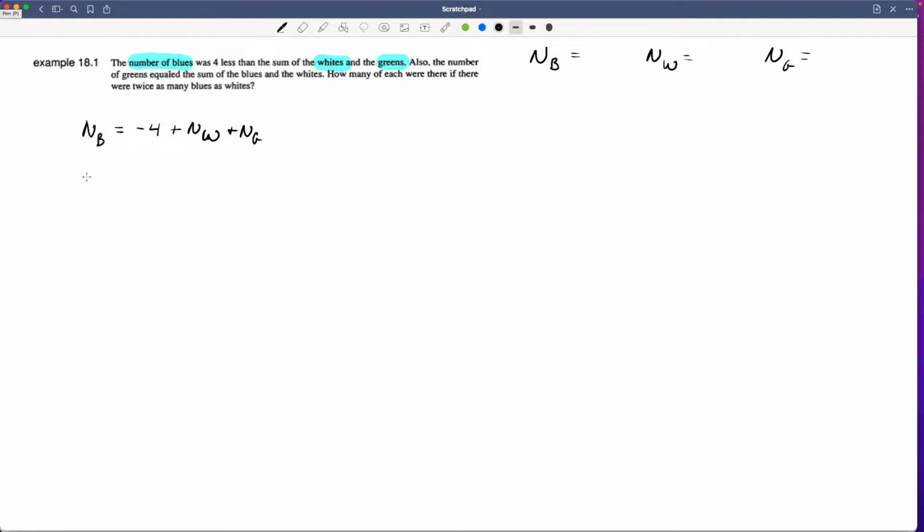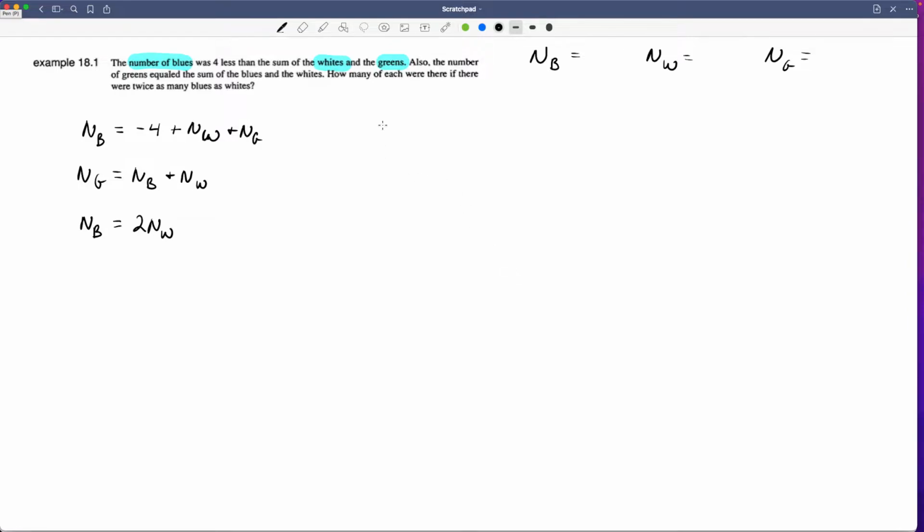Also, the number of greens equaled the sum of the blues and the whites. So the number of greens is equal to the number of blues plus the number of whites. How many of each were there if there were twice as many blues as whites? So the number of blues is equal to 2 times the number of whites. So that's all the statements that I can see from that word problem.